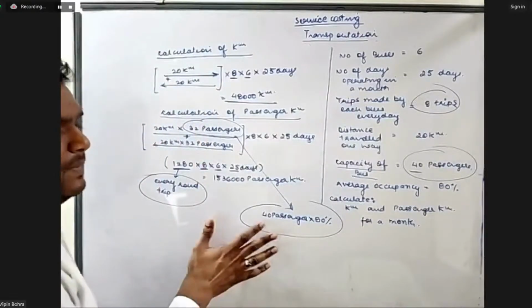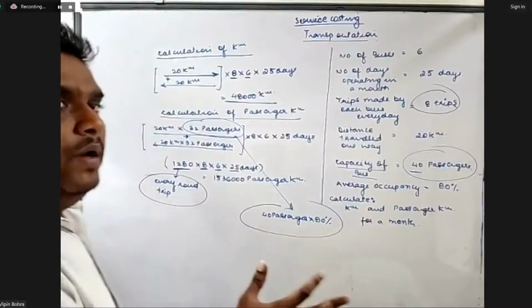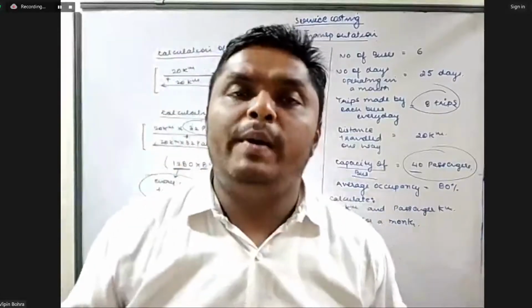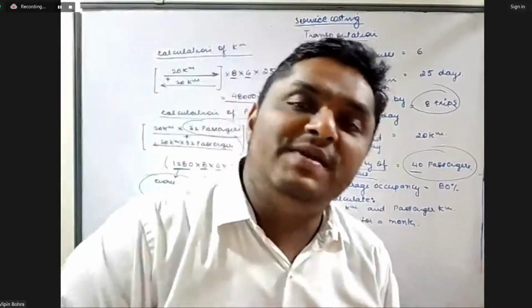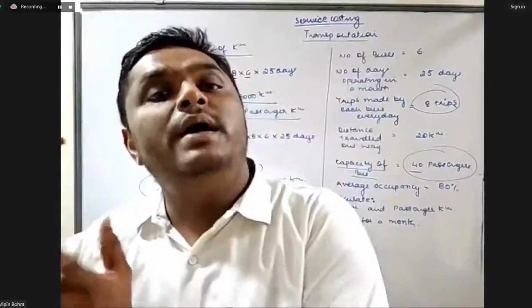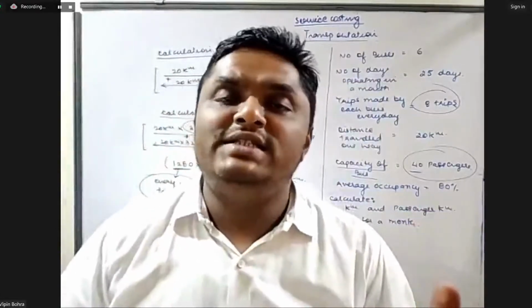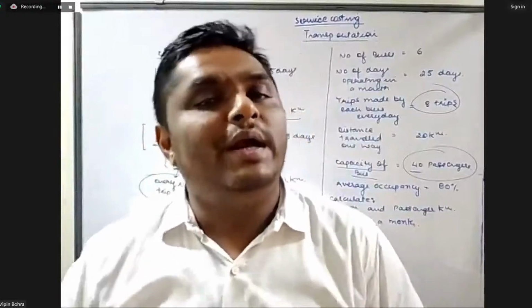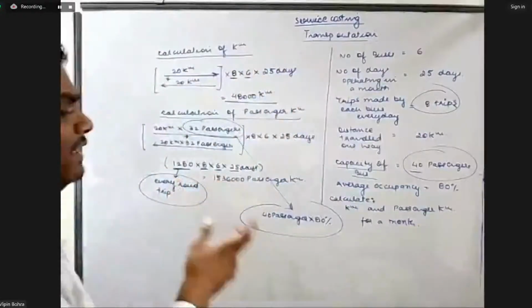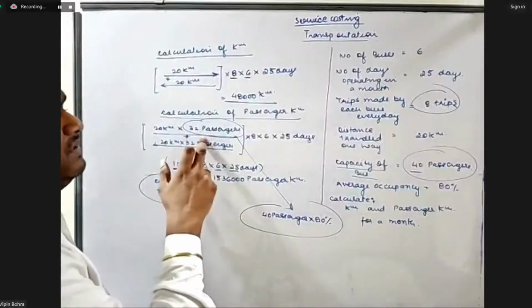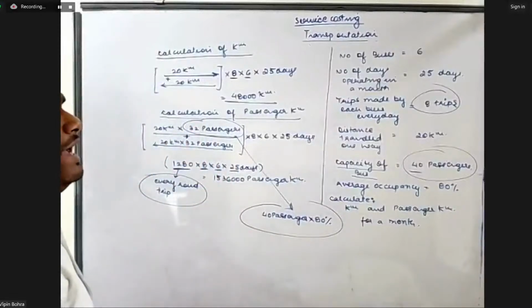The capacity of the bus is 40 passengers. However, bus is not fully occupied all the days. Sometimes it is 50%, sometimes 60%, sometimes 100% occupied. So on an average, the management has estimated that it is 80% occupied on an average. So accordingly, we can say that 32 passengers are traveling on an average in a bus.